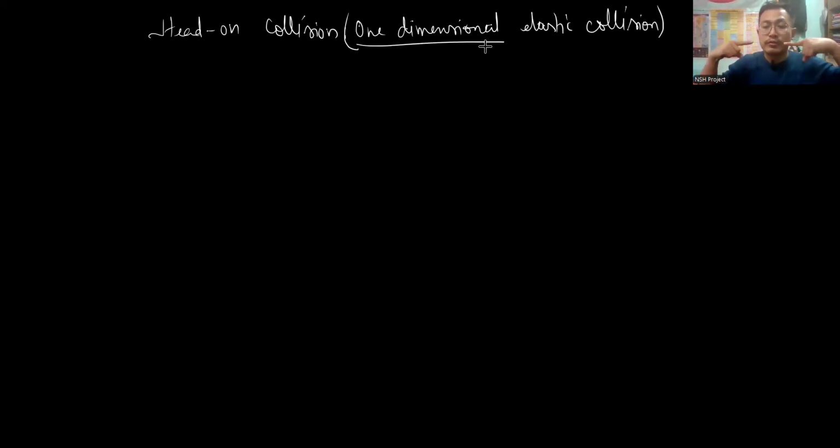Head-on collision, the one-dimensional collision, elastic collision. These terms are very important. One-dimensional, rectilinear, along a straight line. Elastic means the kinetic energy is conserved. That is known as a head-on collision.